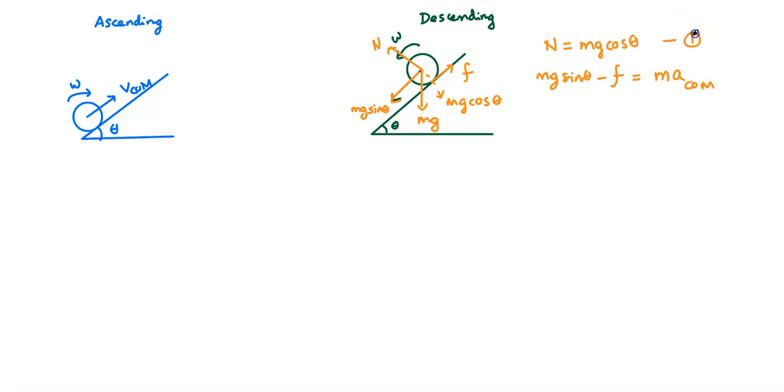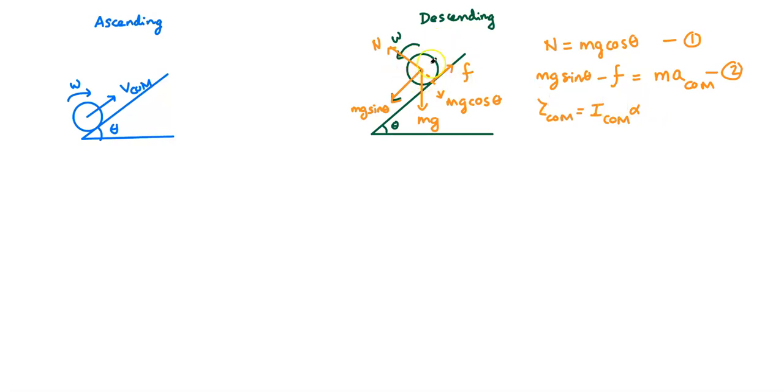So this is one equation for this direction, the second equation for this direction, and remember there's a third equation from the rotational law of motion, right? And that is that the torque about the center of mass will be equal to the moment of inertia about the center of mass times alpha, which is the angular acceleration.